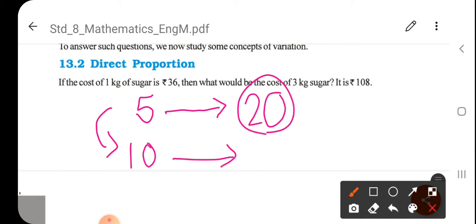Or we have to find the answer. For 5 it's 20, then what is the answer for 10 machines? So that is an inverse variation. With the help of examples we will study further.